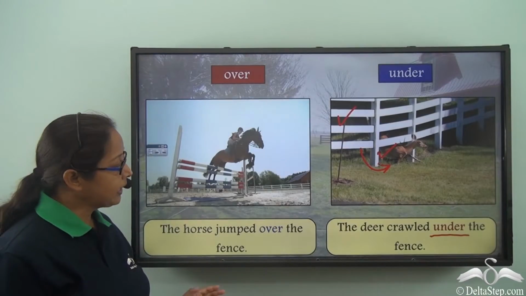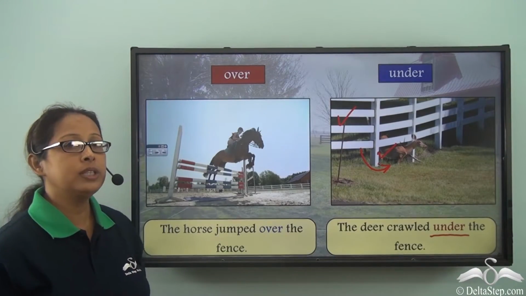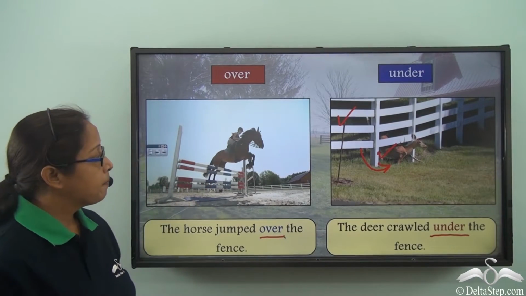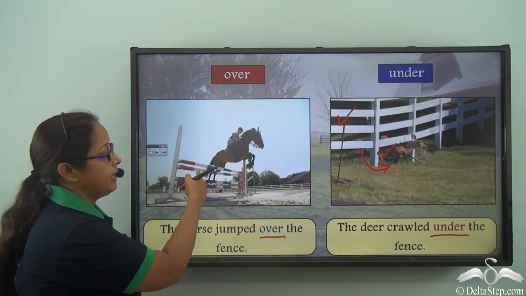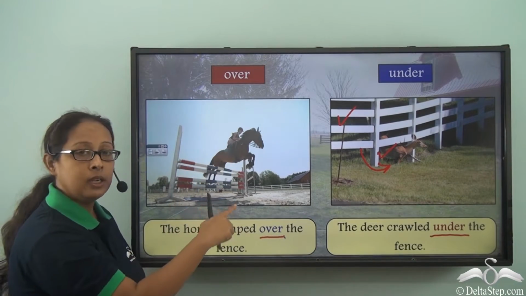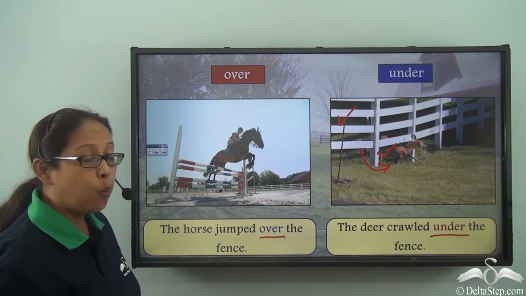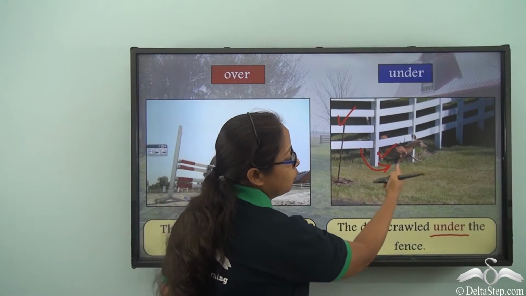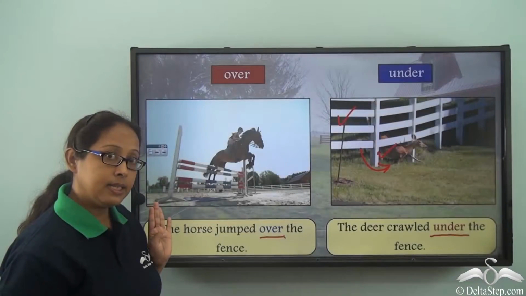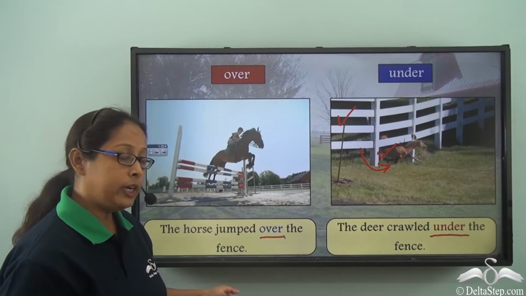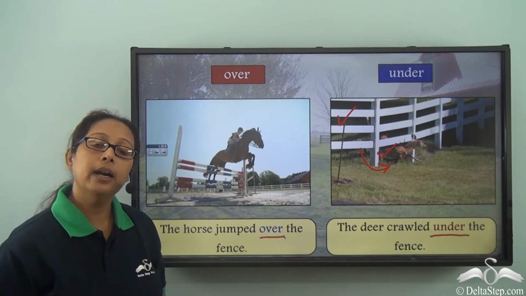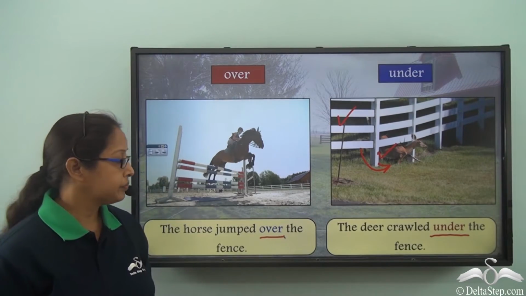Now, when we look at these two sentences, we notice something. Over and under. Even in the picture, we can see that one is jumping from the top. It is moving at a higher position, while the other one is moving at a lower position. They are completely different. We can say that the prepositions over and under are opposites. Yes, they are opposite to each other.